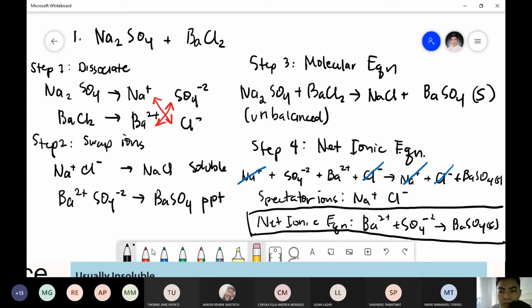Katulad ng toyo, pati ng suka, no? Pag hinalo mo yan, kahit anong gawin mo, walang mabubuo dyan na precipitate, okay? Because all the ions there are soluble, okay? So yan, so soluble kasi sila lahat. That's why, no reaction, okay? So yun yung sinabi ko kanina, di ba?